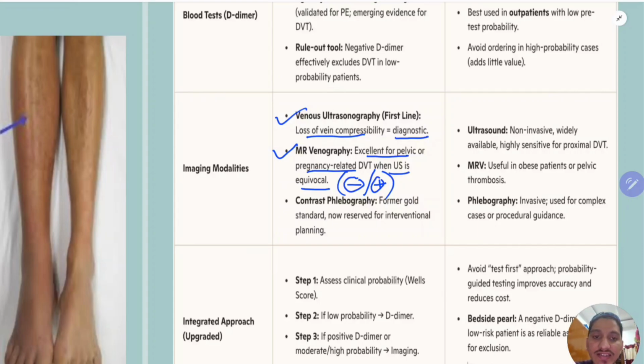Ultrasonography is not revealing the results. So you will proceed for MR venography, excellent for pelvic and pregnancy related DVT. One more is contrast phlebography. Formerly it was gold standard, now reserved for interventional planning. Okay. So these two are the important investigations.